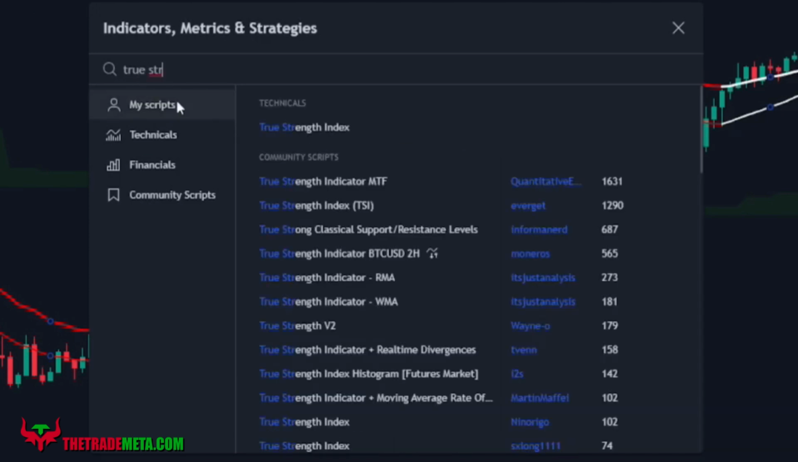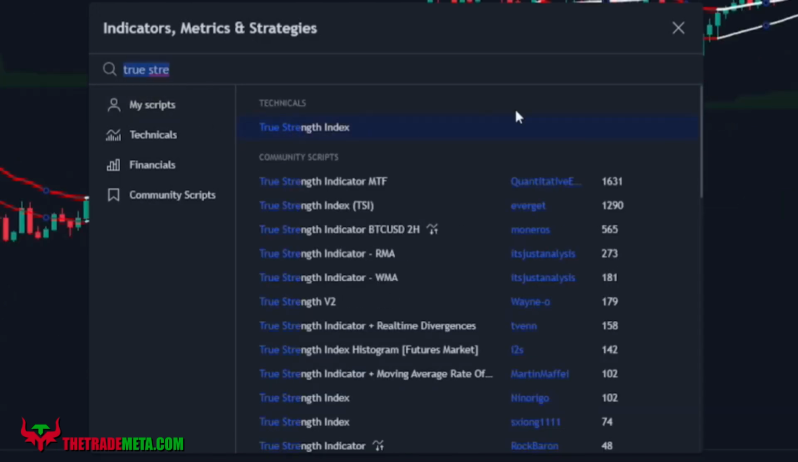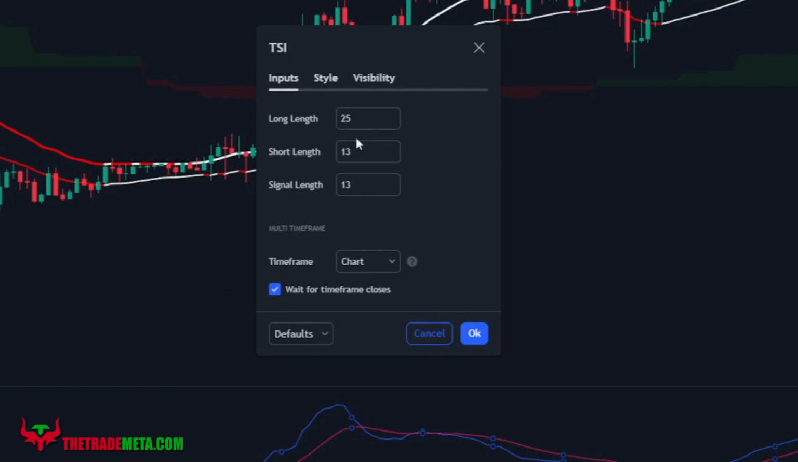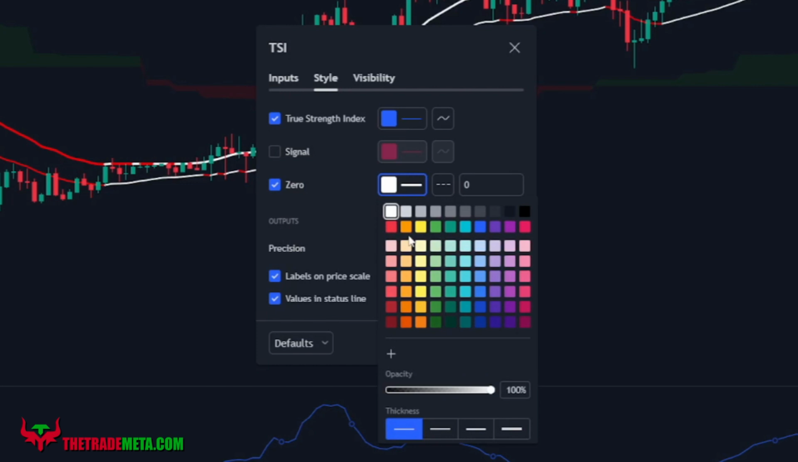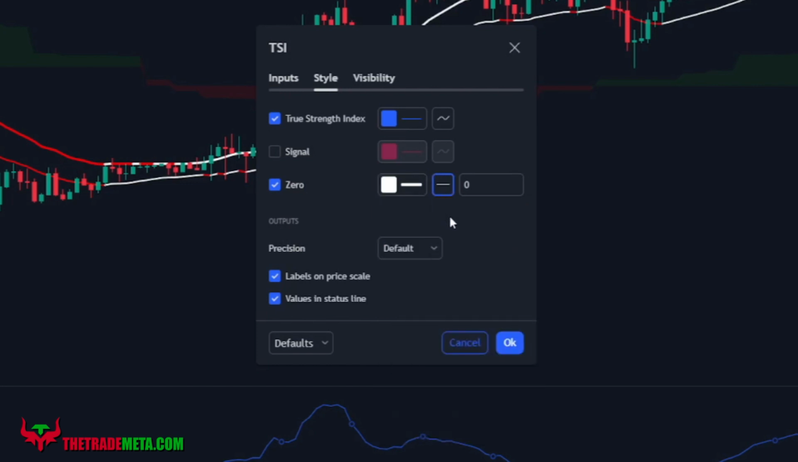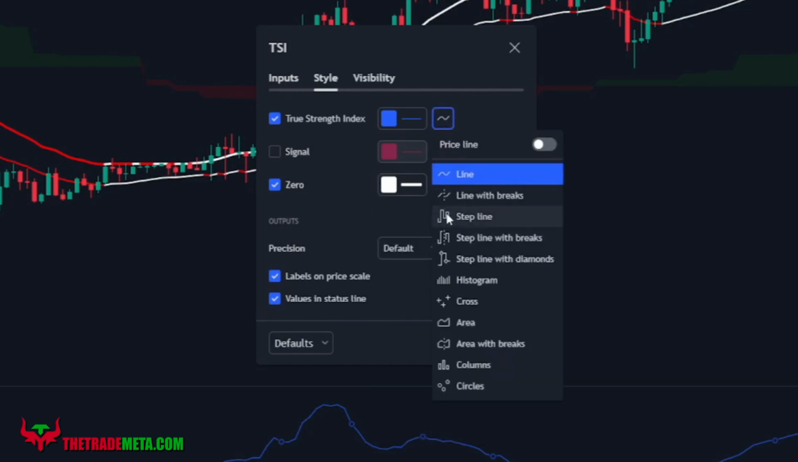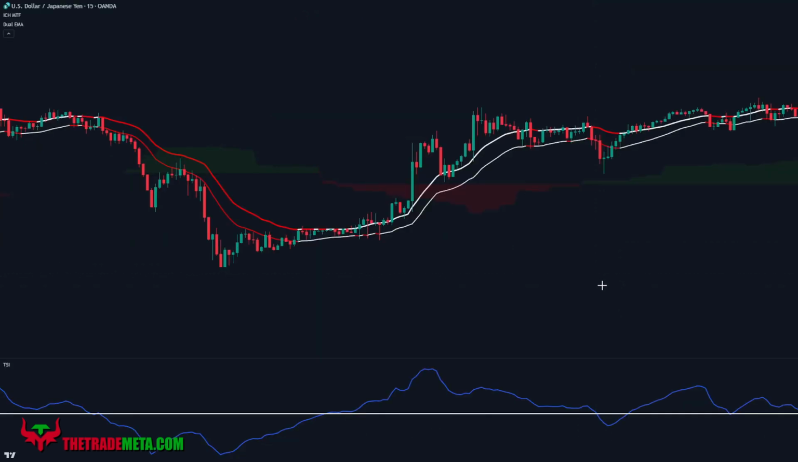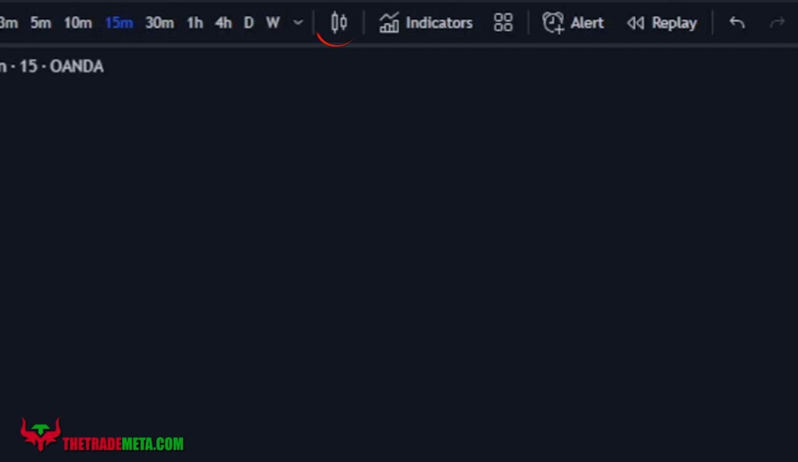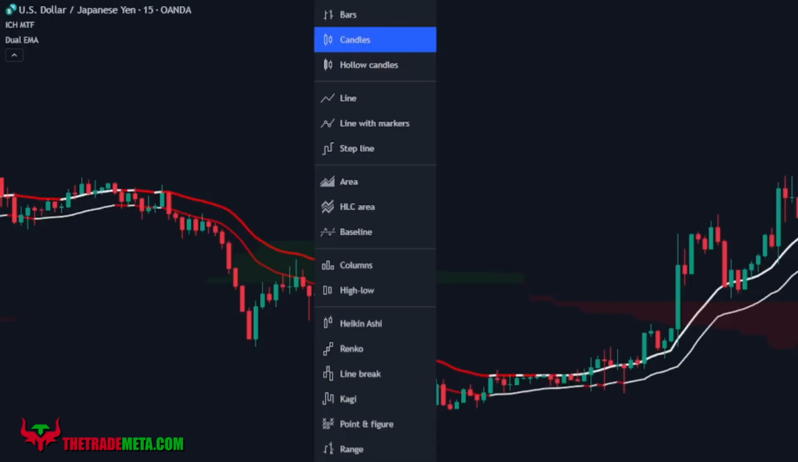Type in True Strength Index. Go to Settings, and under Inputs, we're going to set the long length to 21 and short length to 9. Under the Style tab, we're going to turn off the signal line, then make the true strength and the middle line more visible, like so. Then finally, we're going to turn on Heikin Ashi candlesticks. Click on this tab, and it's this one right here.